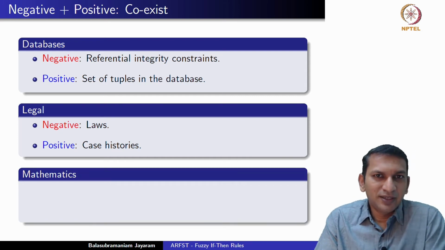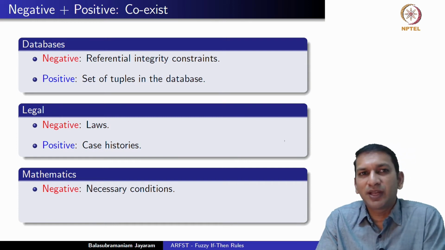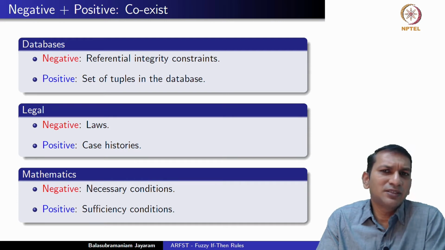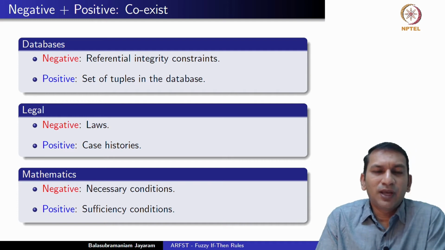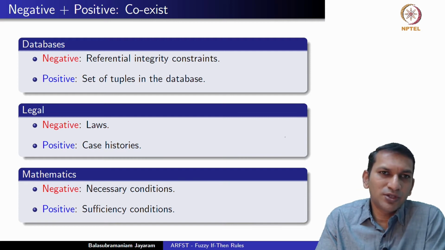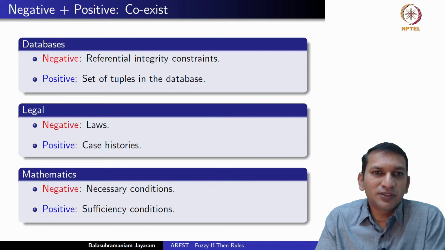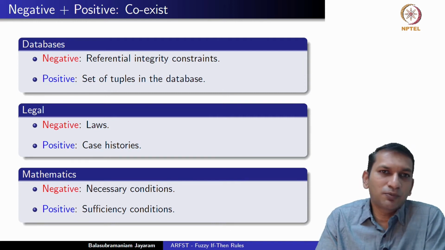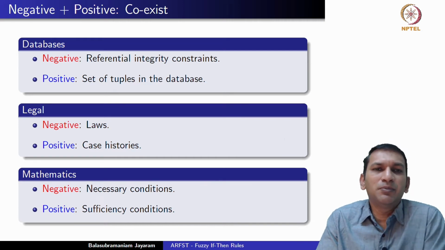In maths itself, negative pieces of information are perhaps necessary conditions which tell you that without this it cannot happen, and positive pieces of information are sufficiency conditions. There can also be other types. For instance, we could say that a function is monotonic and continuous. We could also have a function which is monotonic and not continuous. So these are pairs of properties: monotonicity and continuity, monotonicity and discontinuity. So these are positive examples of pairs of such functions that you could give, and they become positive information.